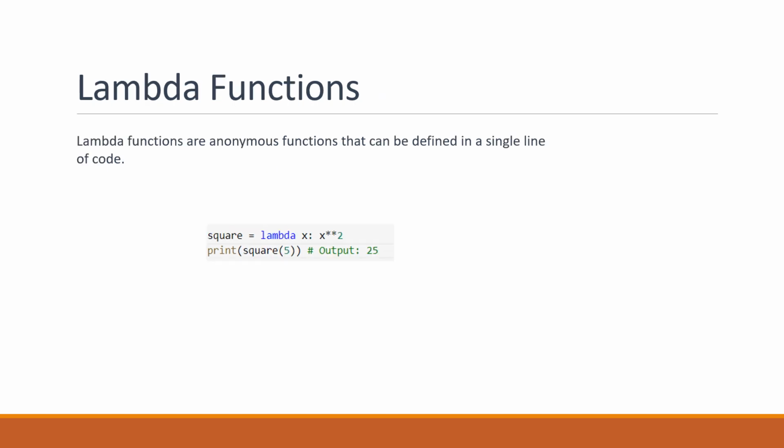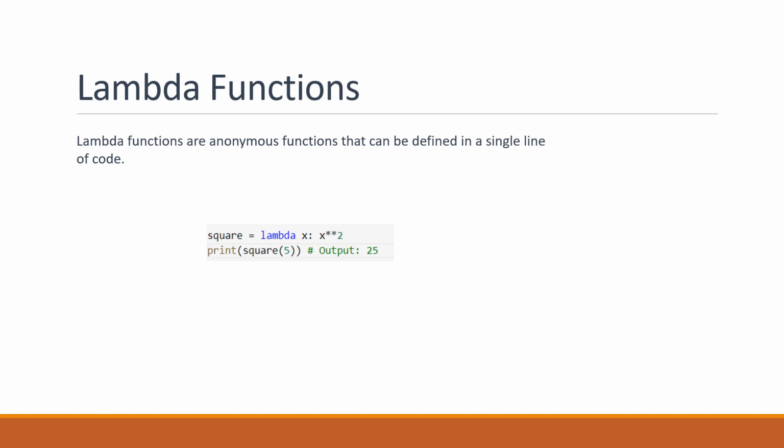Second one is lambda function. Lambda functions are anonymous functions that can be defined in a single line of code. They are useful for creating small and simple functions that can be passed as an argument to other functions. Data analysts can use lambda functions to perform quick calculations or transformations of data without having to define fully fledged functions. For example, you can use a lambda function to calculate the square of a number as follows.